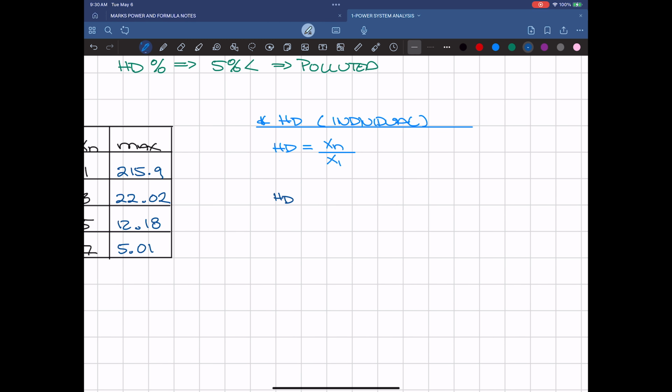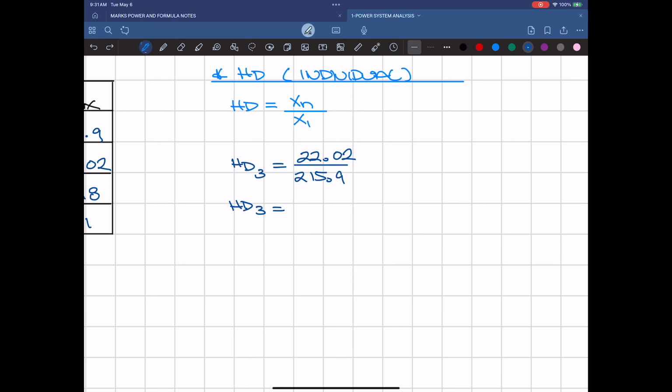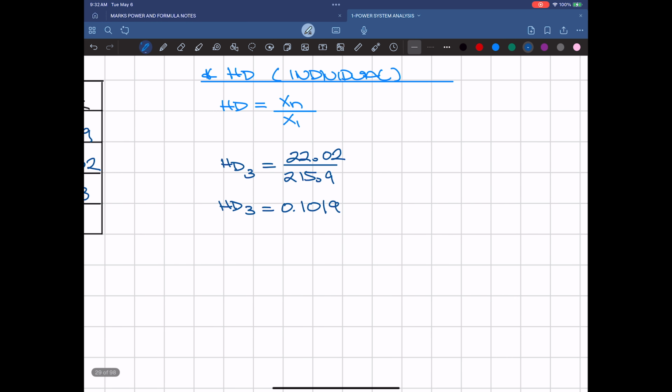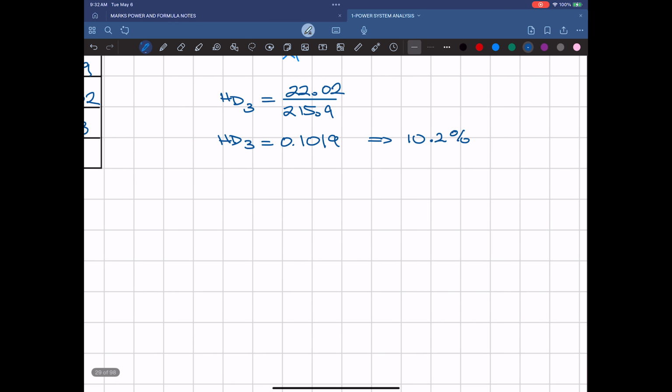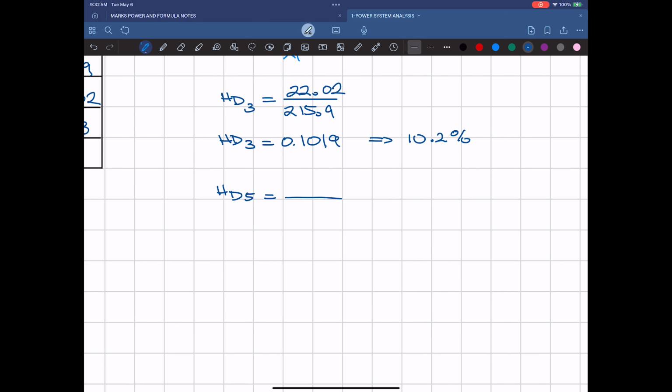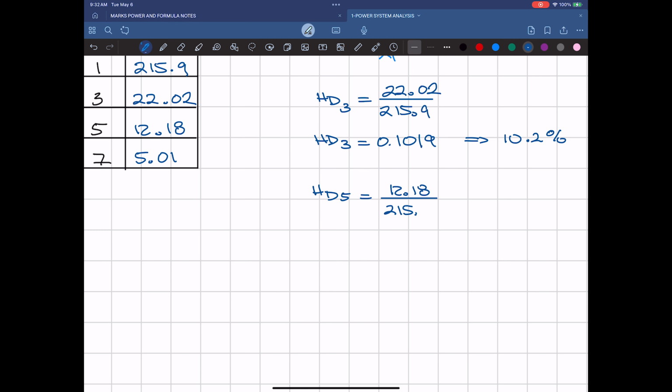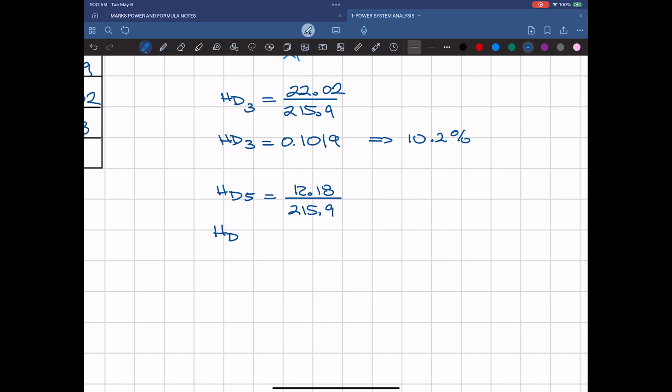The harmonic distortion for harmonic 3 is going to be 22.02 over the fundamental harmonic 215.9. That's going to give us 0.1019, which is equal to 10.2% for harmonic 3. Harmonic 5 is going to be 12.18 over 215.9, which is going to equal 0.0564 or 5.64%.